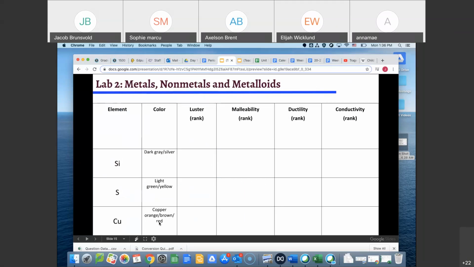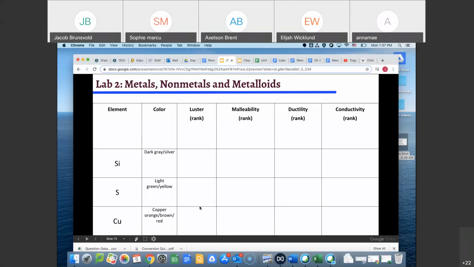Okay, and so then luster. Which one was the shiniest? Which one was the least shiny? Go ahead and order them in the chat. Which one did you think was the most shiny? Which one was the least shiny? Seems like we're all in agreement on this.